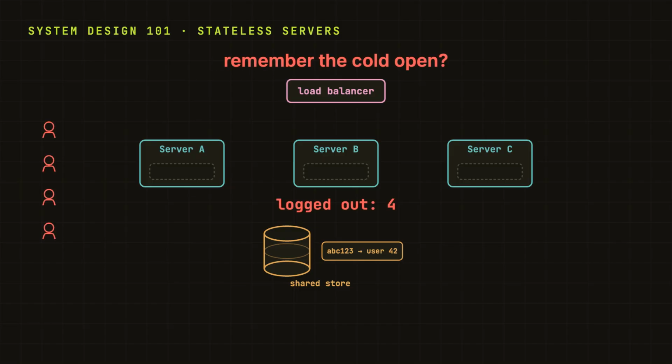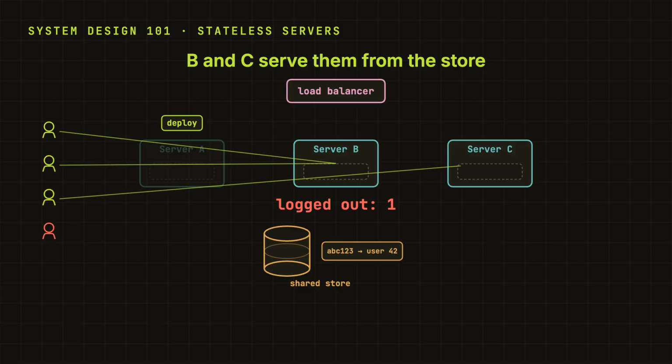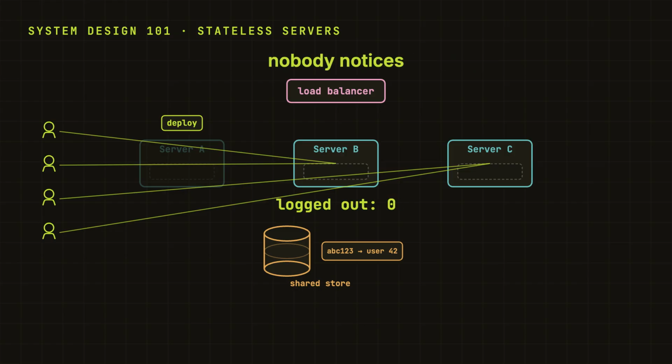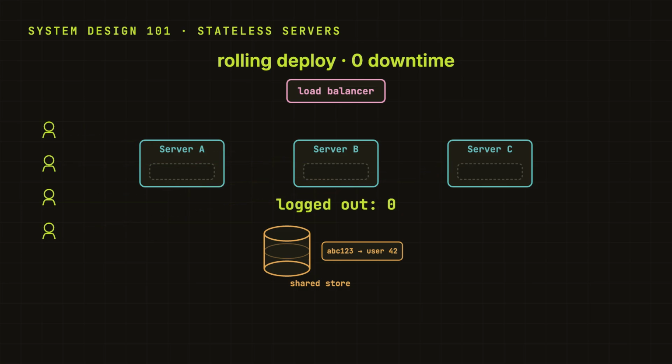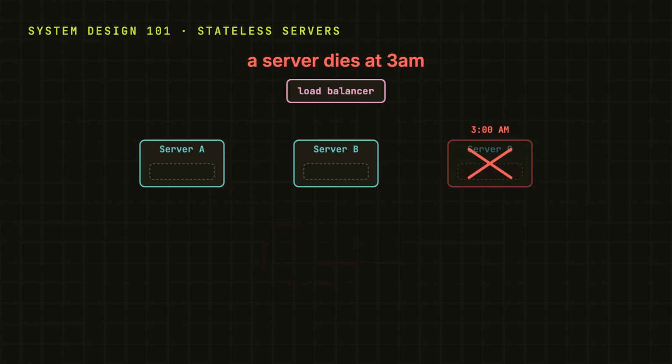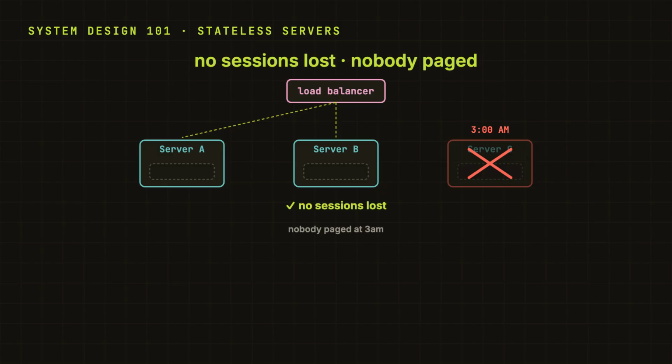Remember our cold open, the deploy that locked everyone out? Gone. Now you update the servers one at a time. Take A down. Its users just get served by B and C, who look everything up in the same store. Nobody notices. That is a rolling deploy with zero downtime. The disaster we opened with just does not happen anymore. And if a server just dies at 3 am, the load balancer notices it stopped answering, and routes around it. No lost sessions, no page, nobody woken up.